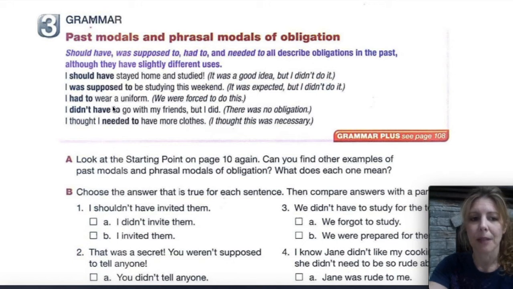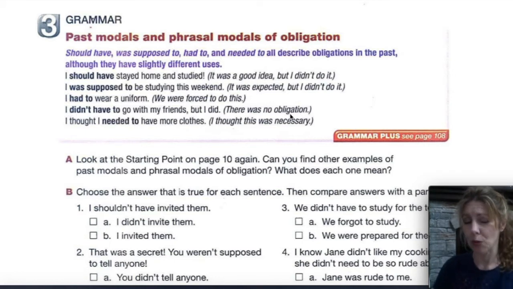Okay, let's see, look at the next one. I didn't have to go with my friends, but I did. Didn't have to. Didn't have to go. Go is in the simple tense. But I didn't have to go. There was no obligation. So if you don't have to do something, there's no obligation. You might have done it anyway, because you wanted to, but there was no obligation to do it.